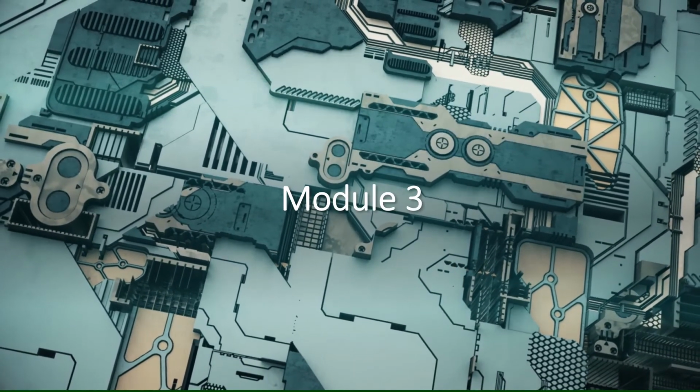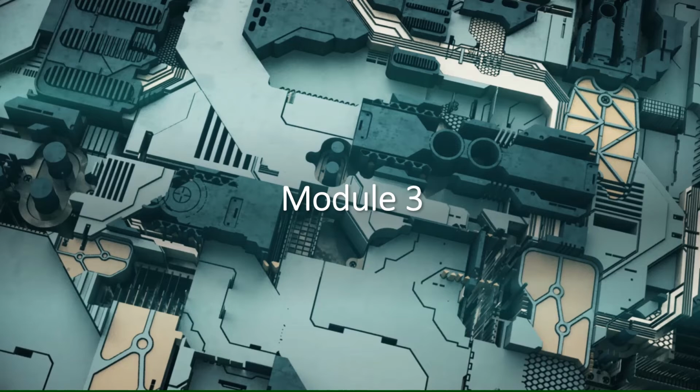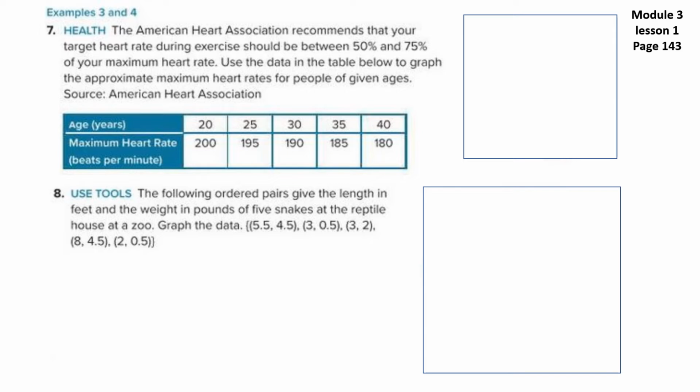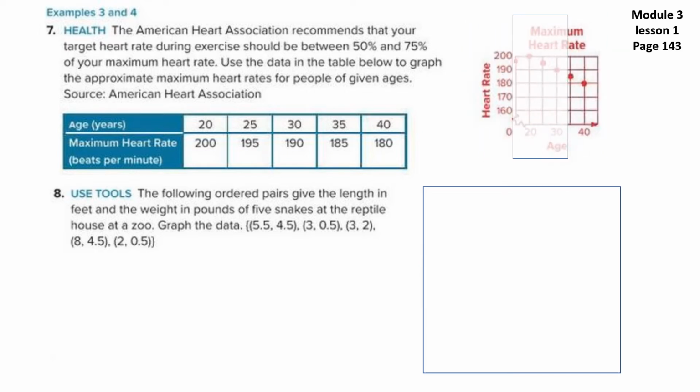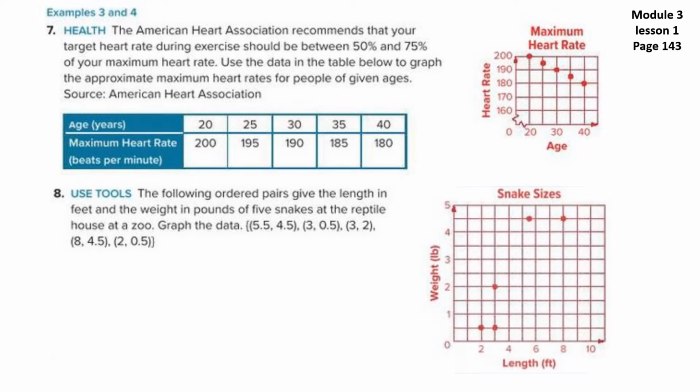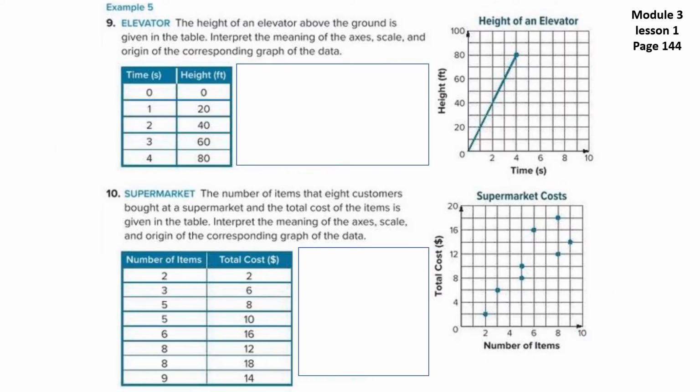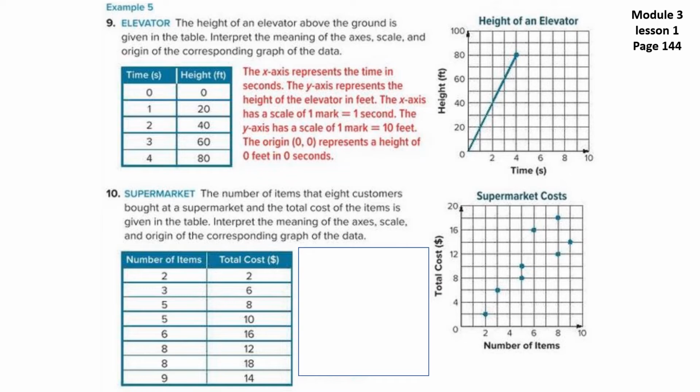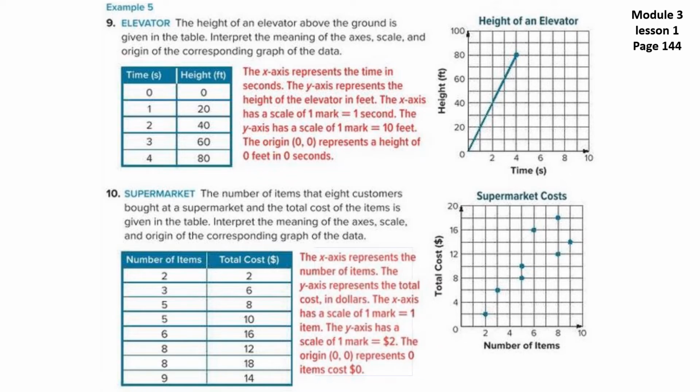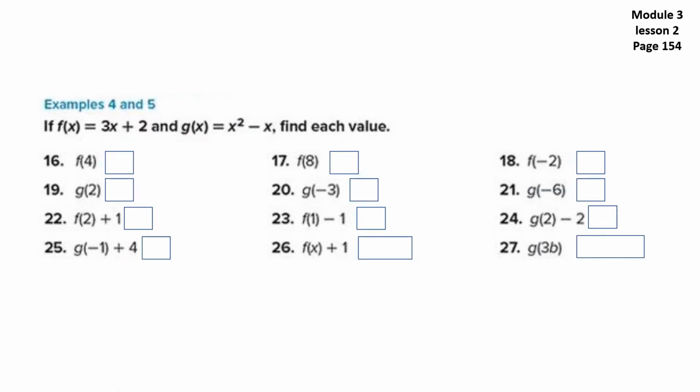Okay, moving back to module 3. The answer key for the graph questions is as follows. So these are discrete graphs. You can take the axis and the graphs would come out to be the following way. This is module 3, lesson 1, page 143. Then you have module 3, lesson 1, page 114. The answer key for these questions is as follows.